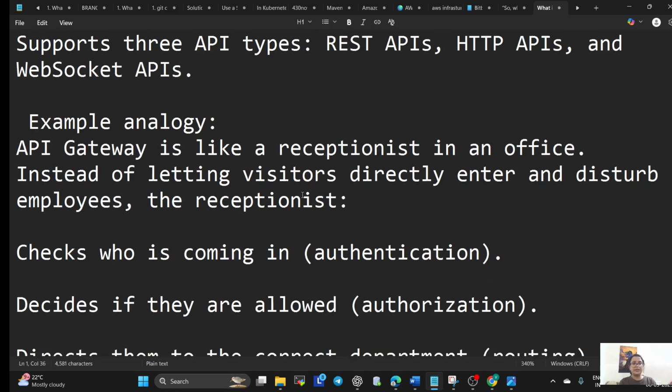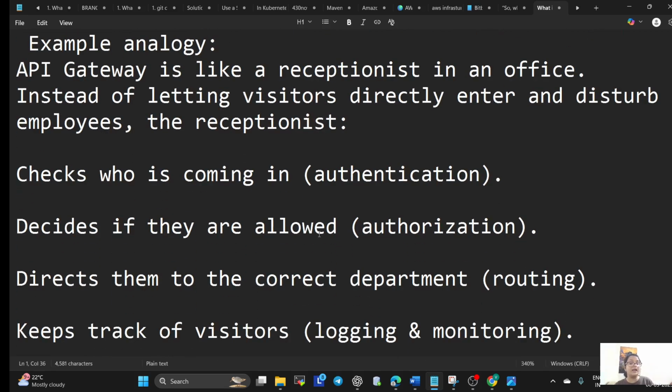Example analogy: API Gateway is like a receptionist in an office. Instead of letting visitors directly enter and disturb employees, the receptionist checks who is coming. It means authentication. And it will decide if they are allowed. For example, in your office, you have ordered some food from Zomato and you give your office address, and the delivery boy comes directly to your seat. Is it a good thing? Is it not a security breach if some hacker or some kidnapper comes?